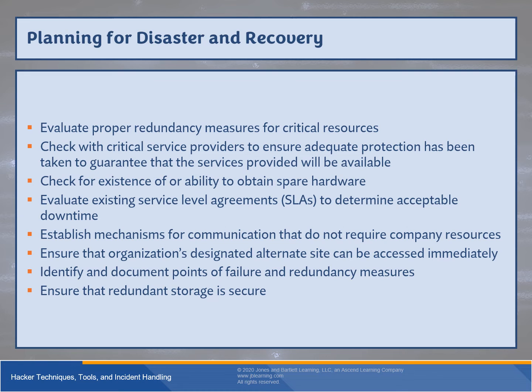So we need to make sure that we have proper redundancy measures for critical resources. This can mean duplication, this can mean support hardware, takes several forms. Check with your critical service providers like your ISP or power company to make sure that adequate protection has been taken to guarantee that services provided will still be available. If we have to maintain a four nines uptime, then we have to make sure that we have the capacity to be able to have systems that we use for failover. The ability to obtain spare hardware, the existence of spare hardware in some cases, especially if it's a custom-built system.